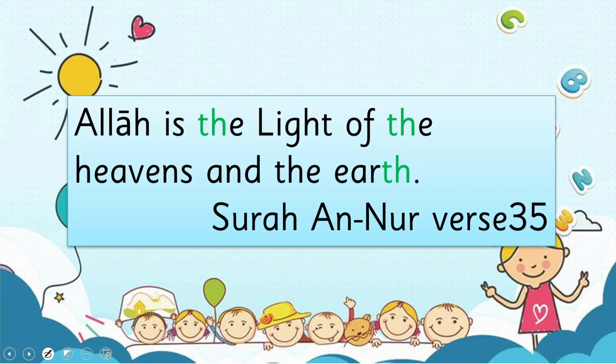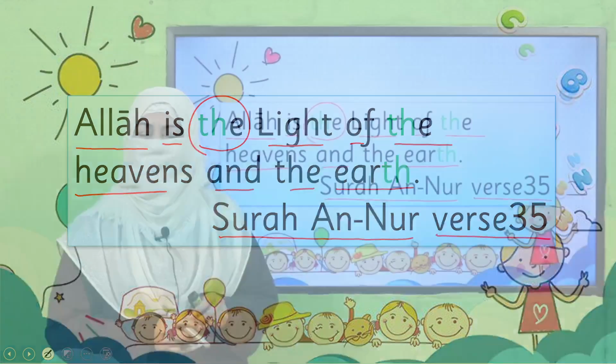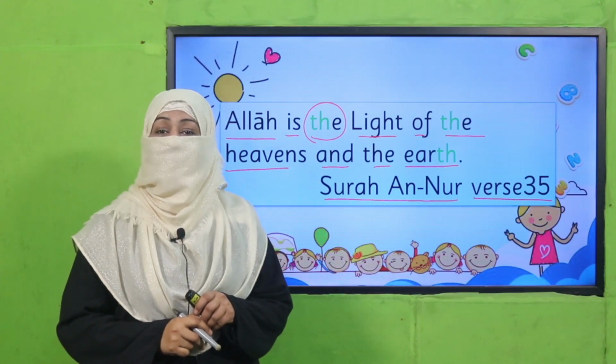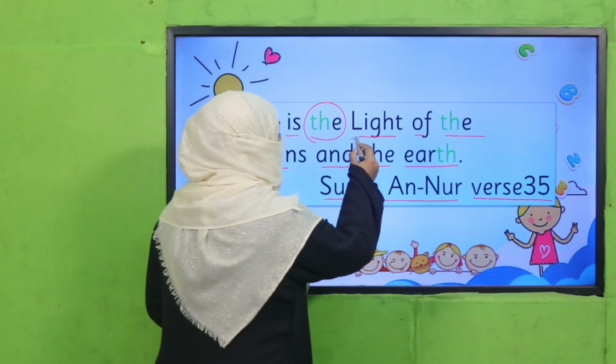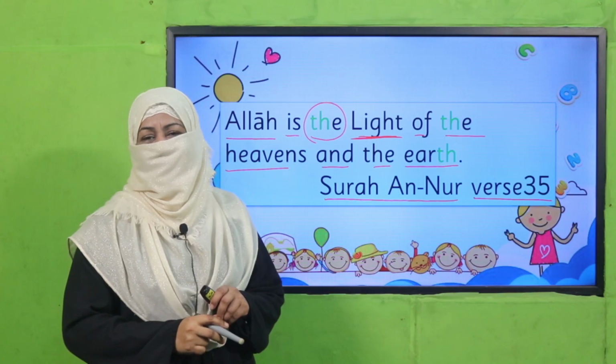Let's start with the name of Allah subhanahu wa ta'ala. Allah mentions in Quran, Surah An-Nur, verse 35, Allah is the light of the heavens and the earth. Yes, my dear students. What is this verse telling us? This verse is telling us about Allah subhanahu wa ta'ala. Allah subhanahu wa ta'ala is light of heavens and earth.